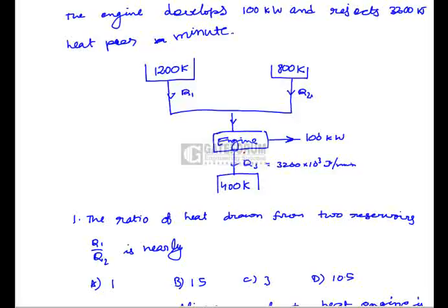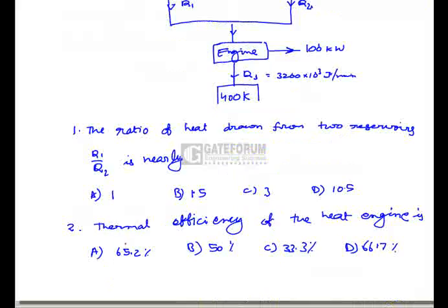So this is the given configuration. It is a common data question. It consists of two questions. The first one is: the ratio of heat drawn from two reservoirs, Q1 by Q2, is nearly. The options are 1, 1.5, 3, 10.5. And the second question is: thermal efficiency of the heat engine is 65.2%, 50%, 33.3%, or 66.7%. Here first we will have to find out the ratio Q1 by Q2.